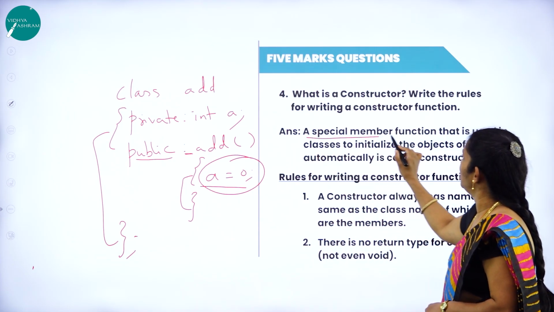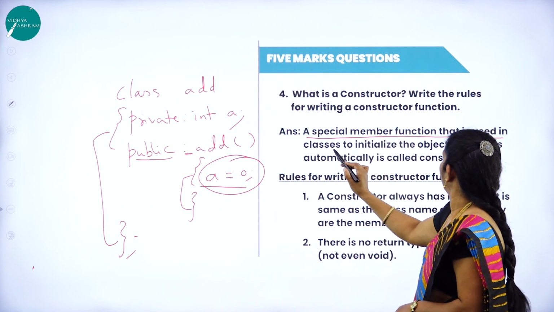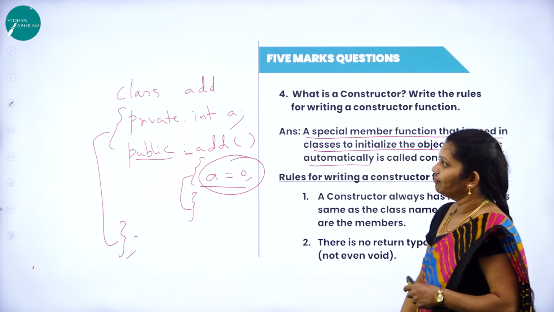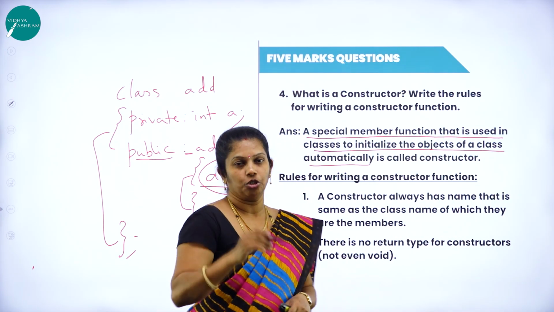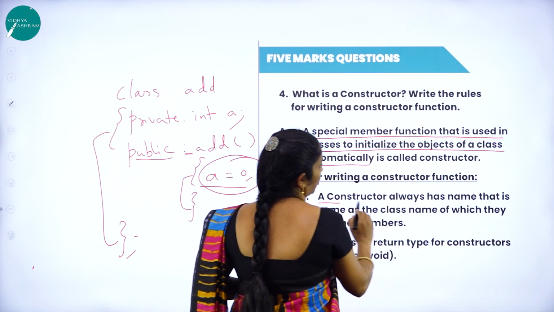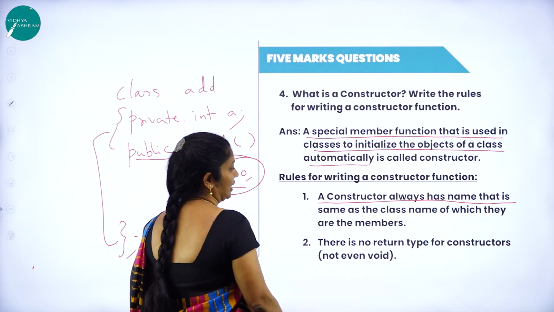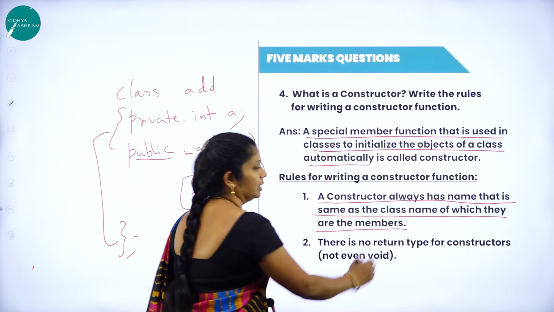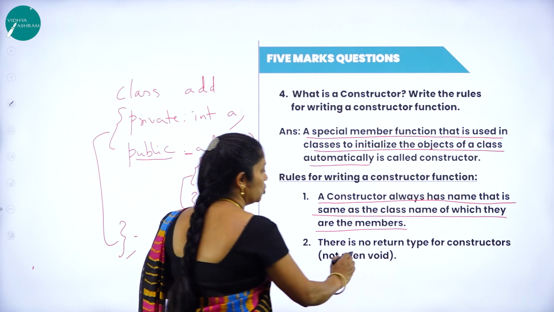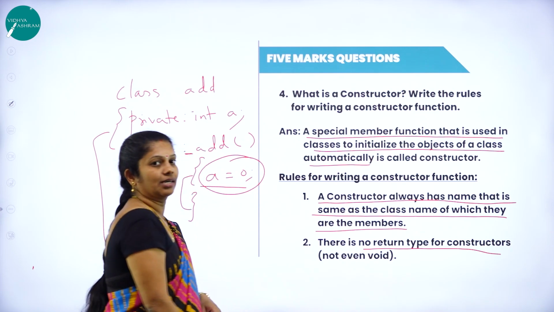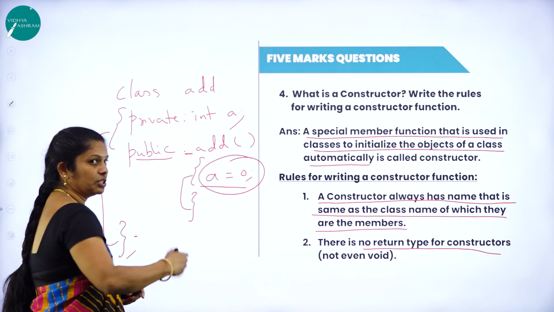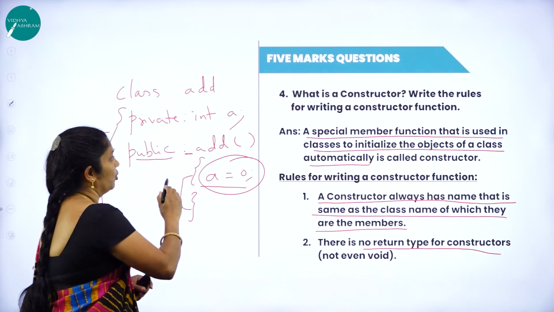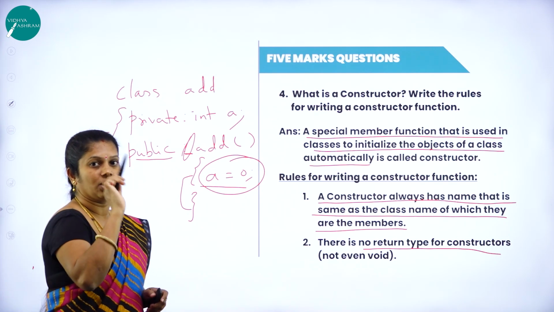It is a special member function that is used in a class to initialize the object of a class automatically. The common rule: class name and function name should be the same. That is, a constructor always has a name that is the same as that of the class of which it is a member. Then the second point: there is no return type for a constructor, not even void. Whereas in other functions, we write void getdata, void compute, void display. Here, we are not using any return type specifier, not even void.